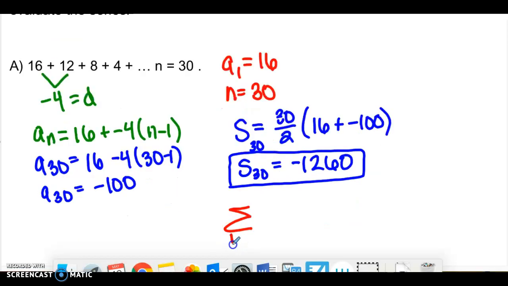If we wanted to write that in summation notation, we would write the sum from n equals 1 to 30. And then our equation was 16 minus 4 times n minus 1.